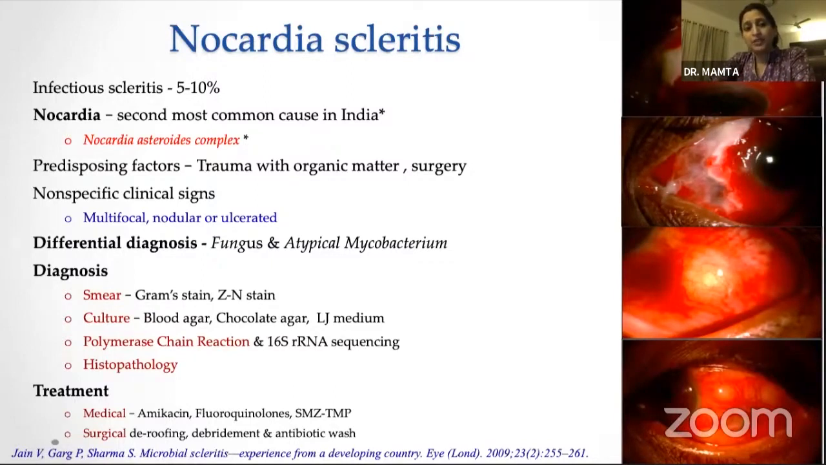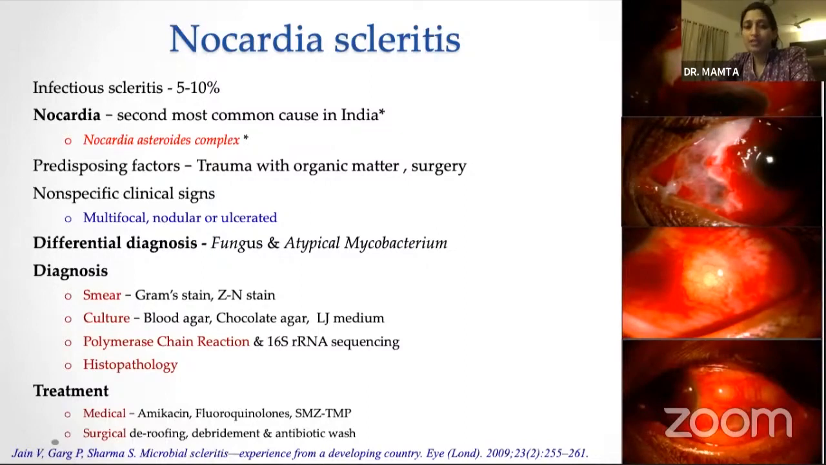And how do we diagnose these cases? Easiest and fastest is a smear, which is Gram stain or ZN stain. Culture may take a little longer, but then polymerase chain reaction and DNA sequencing give us the specific genome. And histopathology, of course, is most helpful in patients we are not able to diagnose.